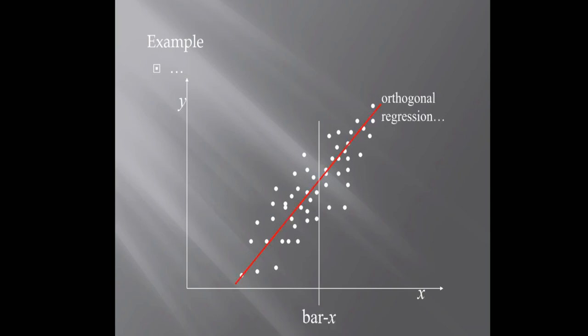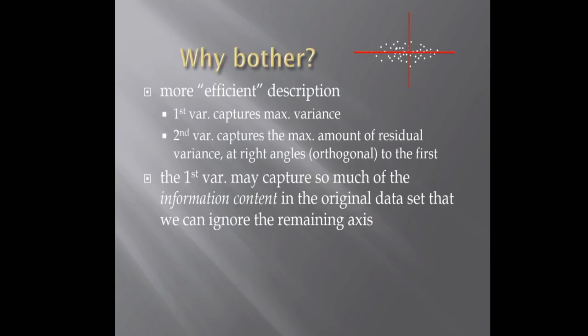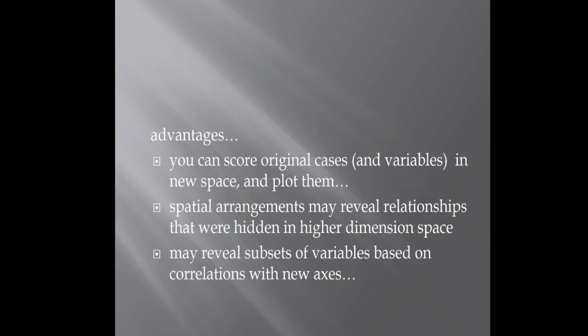Example: these are the y-axis and x-axis, and then orthogonal regression. And this is the second example. Why bother? More efficient description. The first factor captures the max variance, the second captures the maximum amount of the remaining variance. The first few may capture so much of the information contained in the original data set.